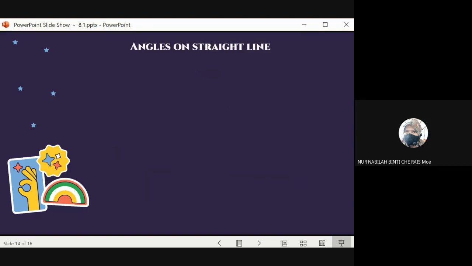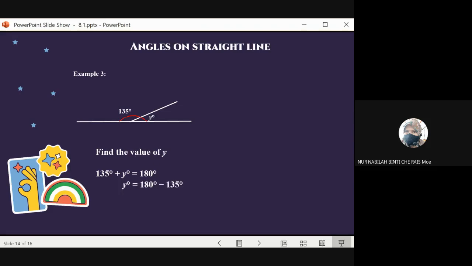How about angle on a straight line? Angle on a straight line is like this. Let's say you have 135 here, and y here. How to find the value of y? I give you the answer for this one. We know that on a straight line, the total angle equals 180. So 135 plus y equals 180. You move to the back, so y equals 180 minus 135, which equals 45.